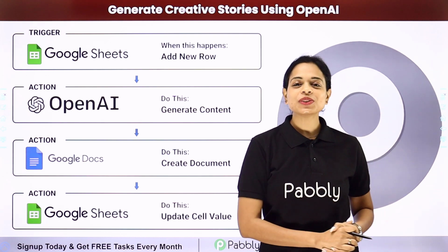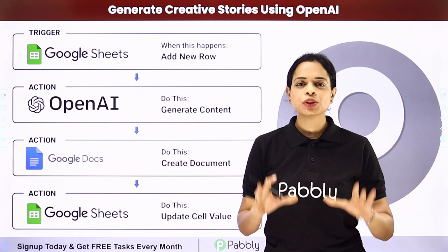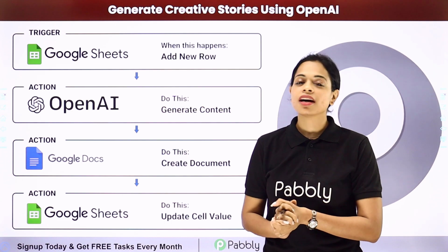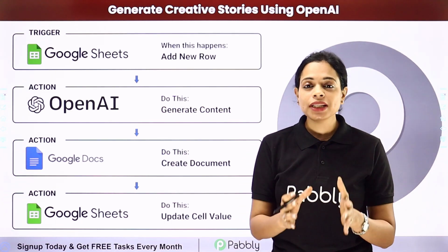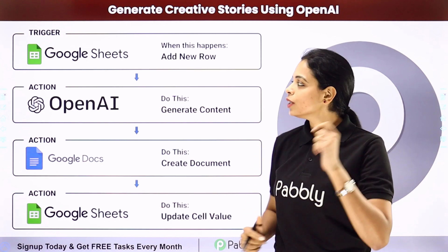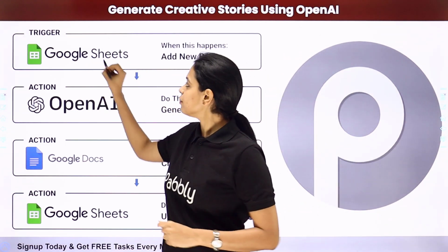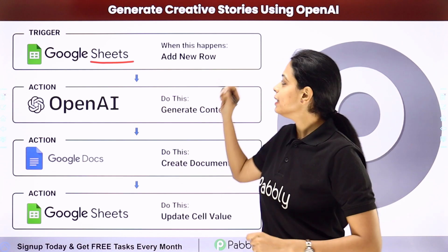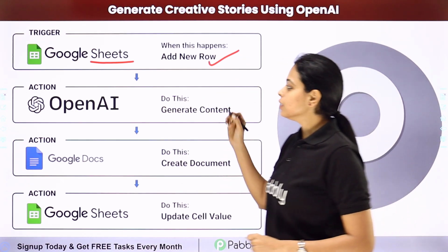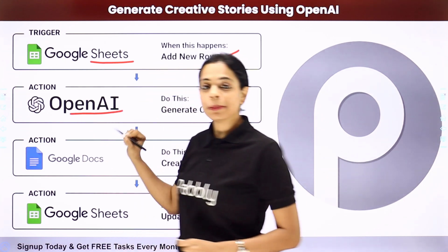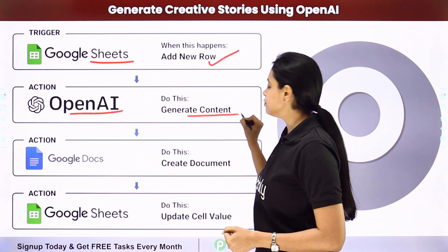In this video, we are going to see how we can generate creative stories using OpenAI, which is an artificial intelligence and deployment company that helps you in creating human-like content. So let's say that you have got a spreadsheet. Here we have taken the example of a Google Sheet, and every time a story title is added here as a new row, then with the help of OpenAI, you would be able to create a very creative story.